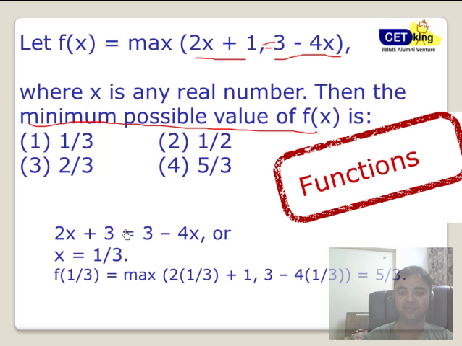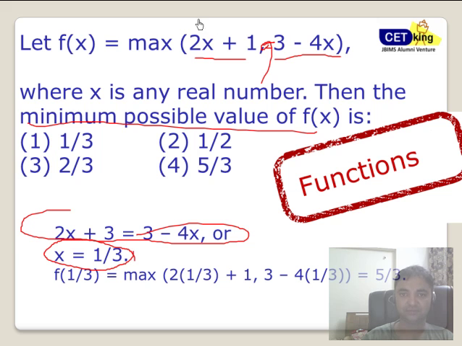So all I have to do is equate both of them. If I equate these two parts as equal, I'm getting x as 1/3. I'll put x equal to 1/3 here. I'll get my answer. Fine. The value of the function comes out to be 5/3. That is the minimum possible value.